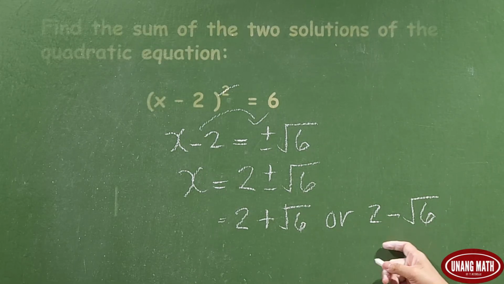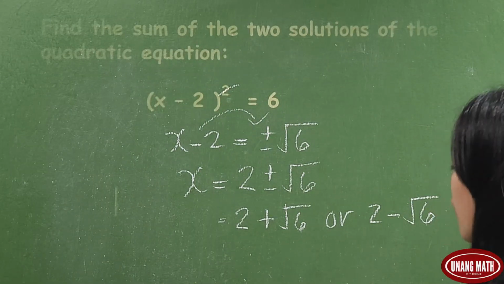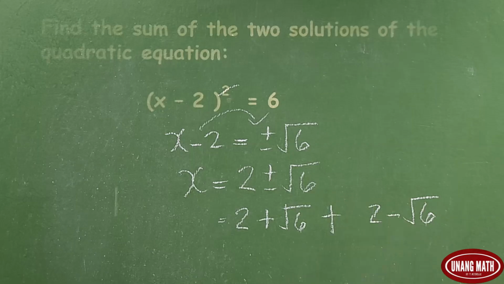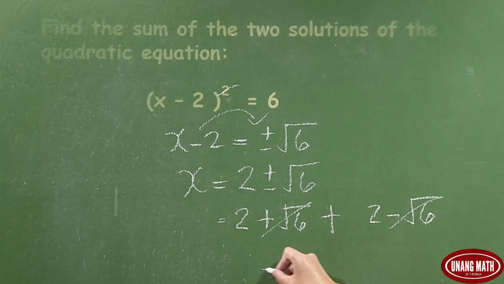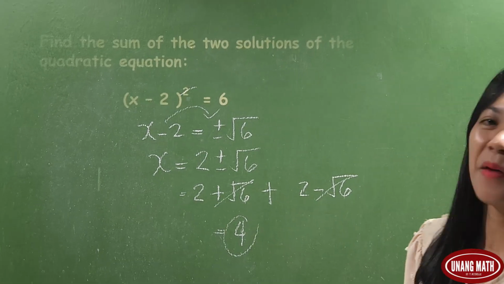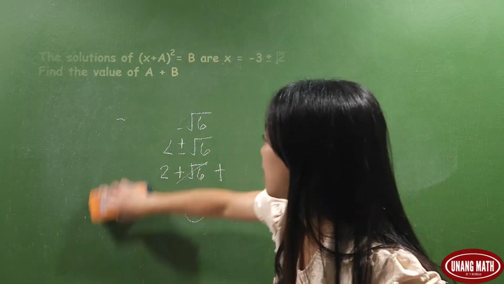The question here is, we're going to find the sum of these two solutions. So if we add these two solutions, the square root terms will cancel. So we have 2 plus 2, which means the sum is 4. Okay, what about this last question?